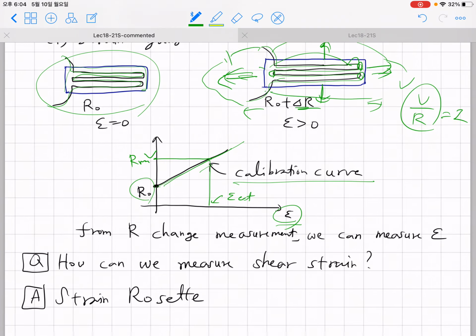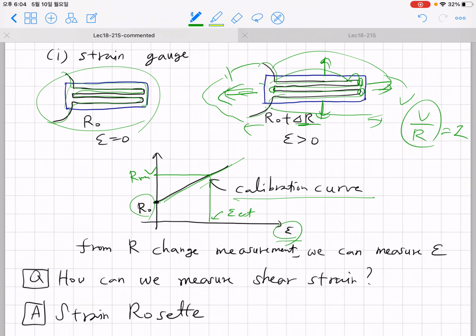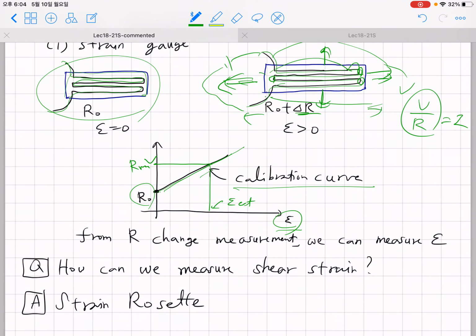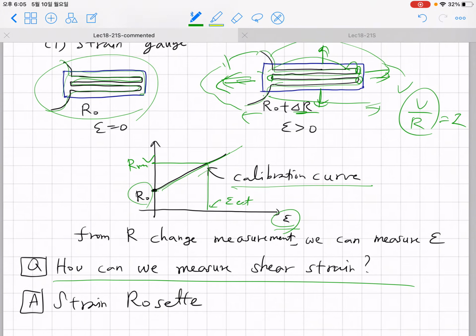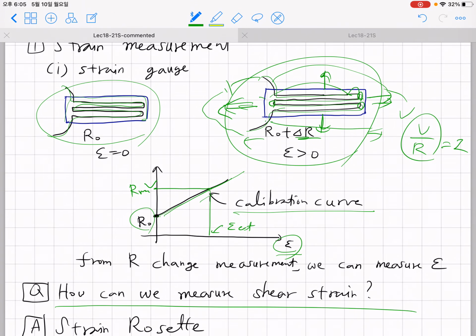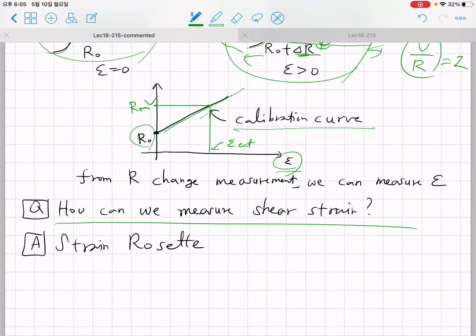Okay, so out of this strain gauge, you can realize that, at least for normal strain, I can measure, but if somebody asks you how can we measure shear strain, it's quite hard to answer. It's not easy to devise a device where you can directly measure shear strain. So here, our answer, and one of the common methods to measure shear strain, is the usage of the so-called strain rosette.